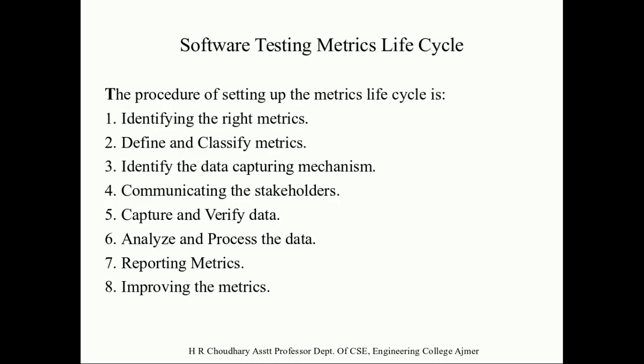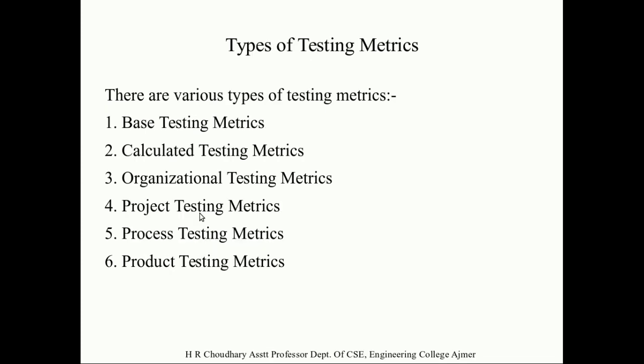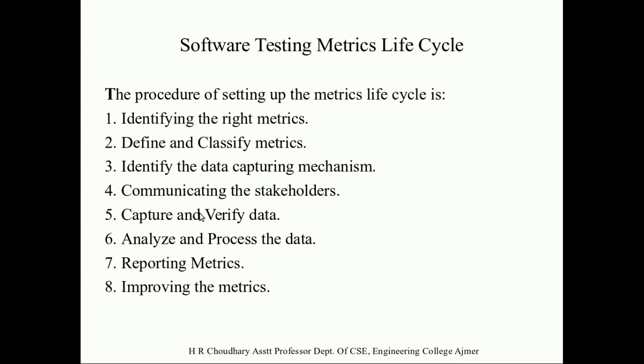Now we move forward. Next is the software testing metrics life cycle. We can look at the different steps; there are a total of 8 steps. Step 1 is identifying the right metrics, and the second one is defining and classifying the metrics. The third is identifying the data capturing mechanism, and the fourth is communicating to the stakeholders. The fifth is capturing and verifying the data. The sixth is analyzing and processing the data. The seventh is reporting metrics, and the eighth is improving the metrics.